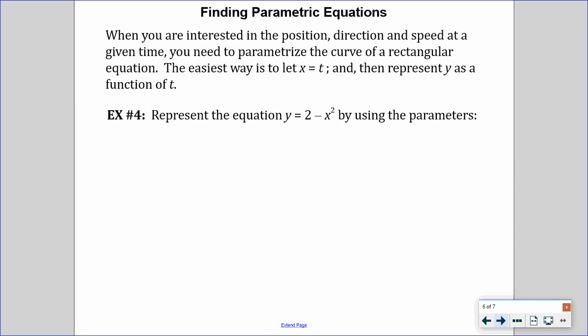Okay, so one way that I could parametrize the curve of this rectangular equation is I'll just let x equal t, which means in that case y would equal 2 minus t squared. And so I just parametrized, and that's a really hard word to say, the equation y equals 2 minus x squared, meaning I just turned it into two parametric equations.